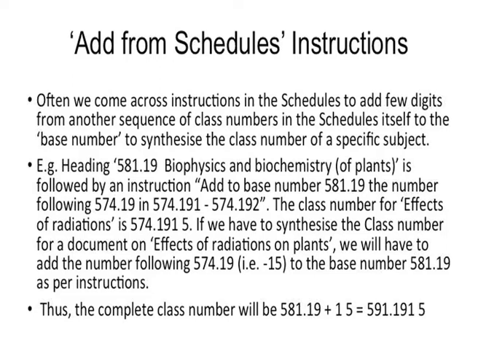581.19. That was the base number. As per instructions, we add 15. Thus, the complete number becomes 581.19 plus 15, that is 581.1915. So, this is a very important instruction to synthesize any number where the instruction has been given to add any part of the schedule number to the basic subject number of any topic, any subject.